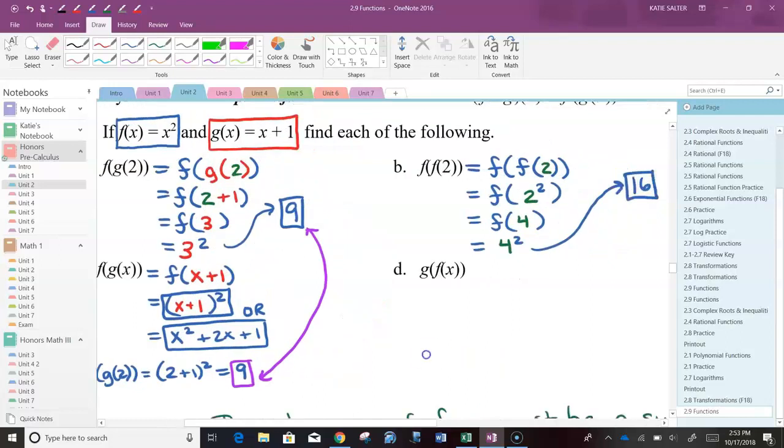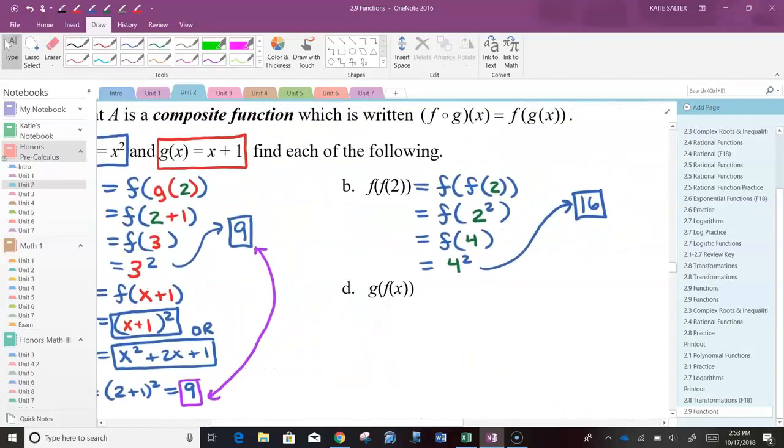All right, now let's look over here at g of f of x. So this is the opposite. In this case, we're going to substitute the f function into the g function. So since our f function is x squared, we're going to go over to our g function, and where we see x, we're going to replace it with x squared. So this ultimately gives us x squared plus 1.